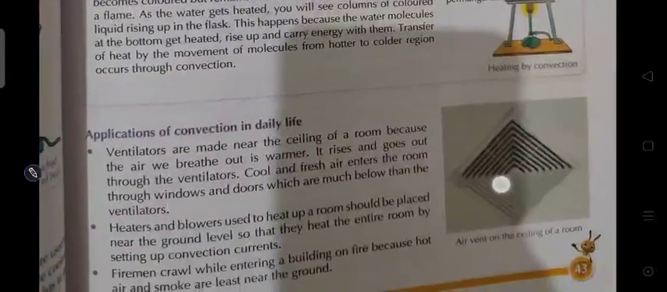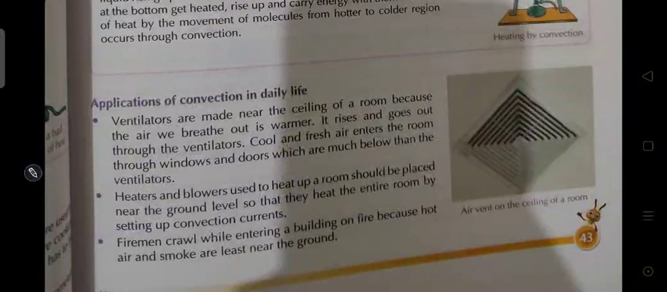Now, the applications of convection in daily life. Students, how is the convection method used in our daily life, what is the importance of the convection method in our daily life, and how the convection method takes place in other liquids and gases, we will discuss in the next video, students.